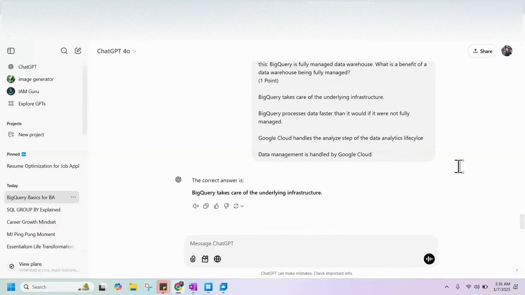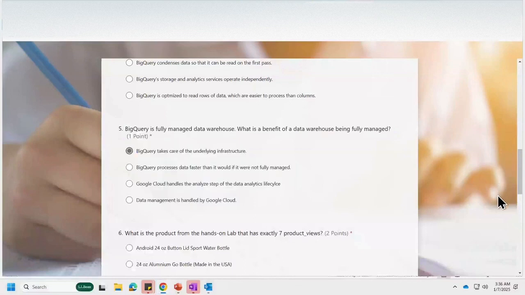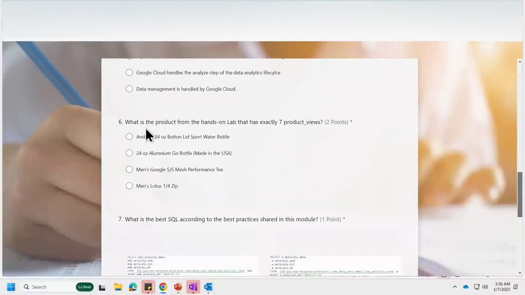Okay. I don't know. We have to guess on this one. Seven product views. Yes. Have you done this hands-on lab? No. Let's just guess this.